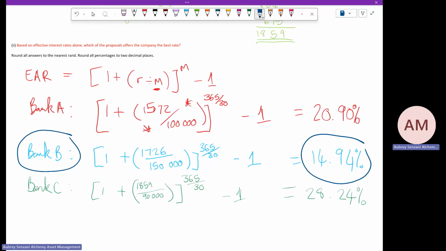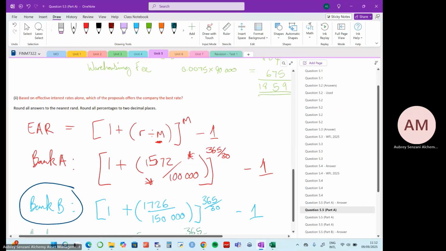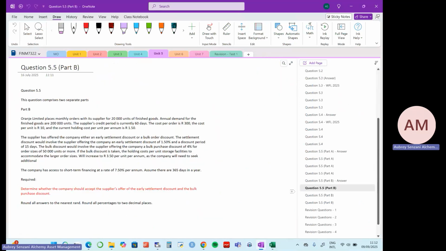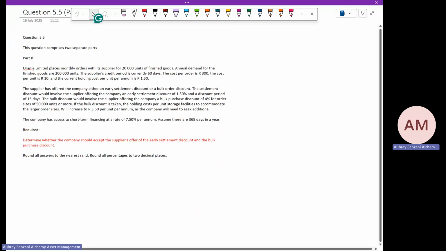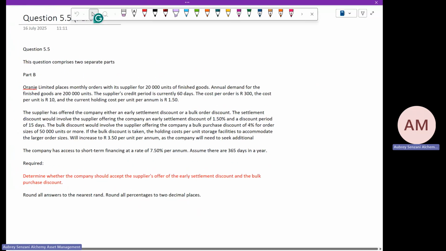Exactly. If we were investing, we would be going for Bank C. And wouldn't that be a beautiful return? 28%. Right, so we've got that done and dusted. We then go to part B of this question, which also marks the end of our learning unit 5. Believe it or not.